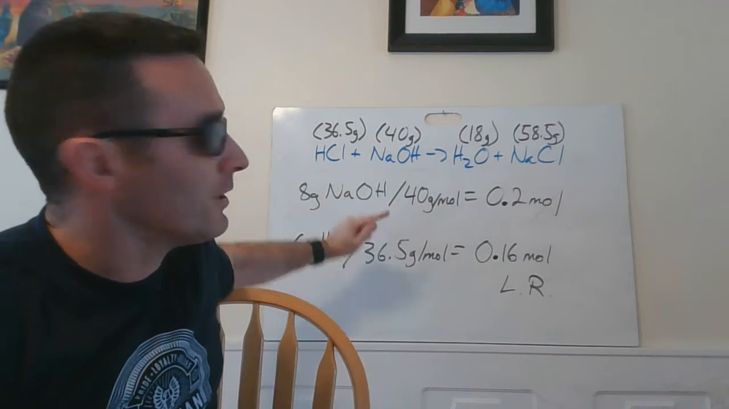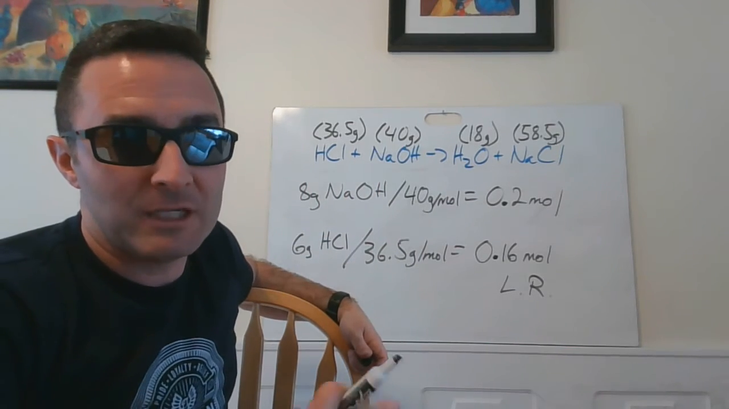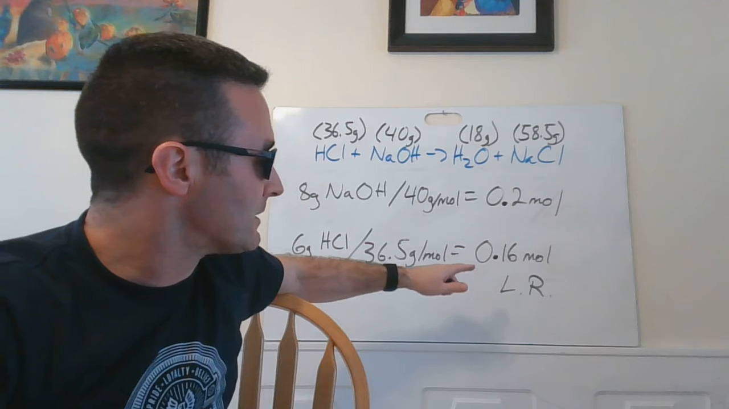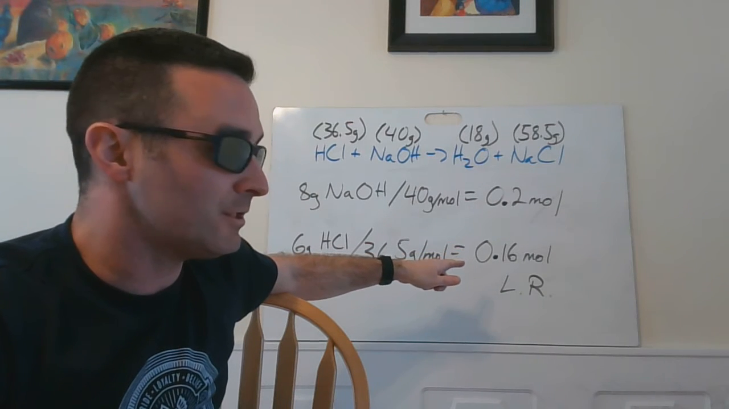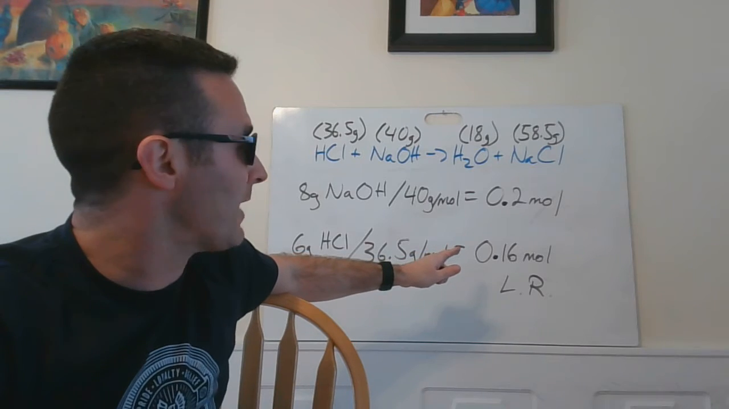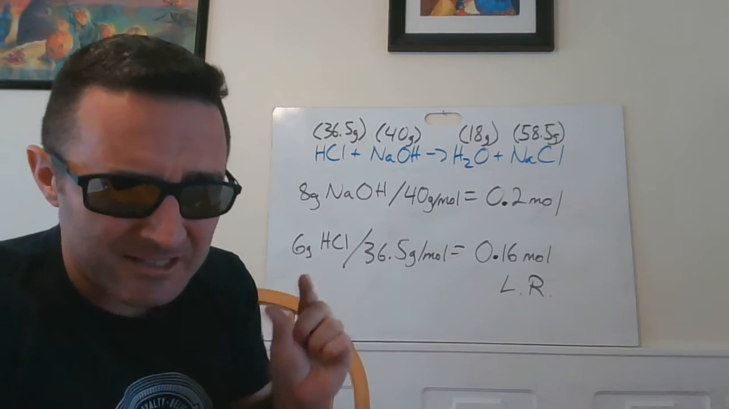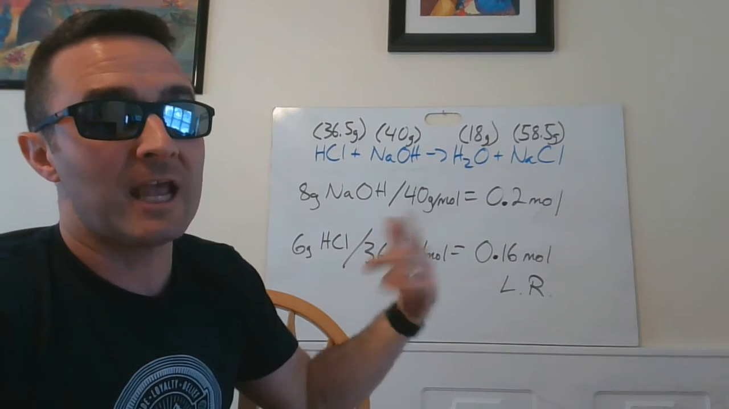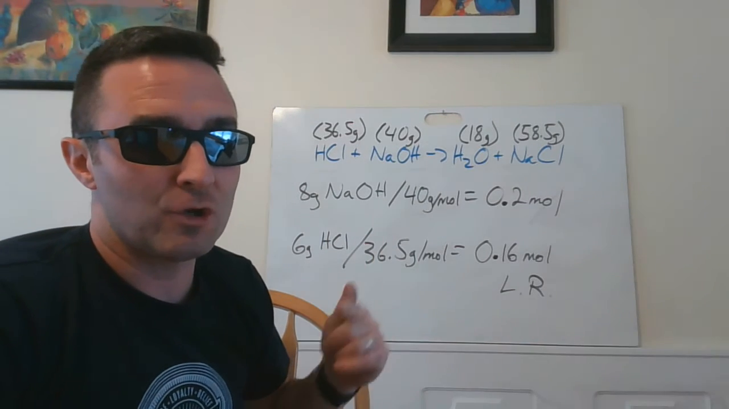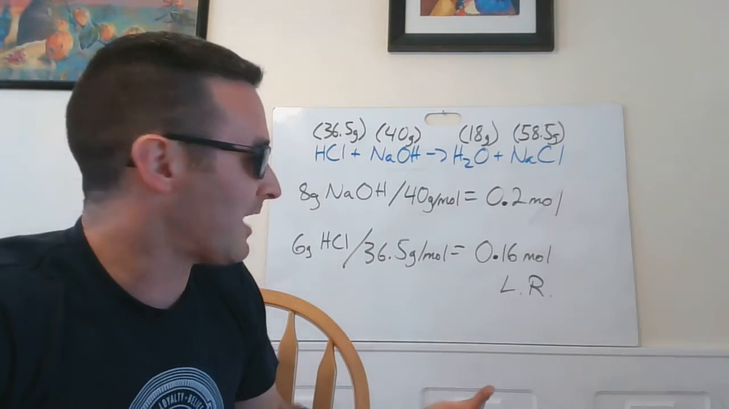Okay, it's a 1-to-1 reaction, one piece with one piece. So in this case, 0.16 is less than 0.2. I'm going to run out of my hydrochloric acid just a little bit quicker than I will run out of my sodium hydroxide. Well, let's see how that affects my math. So I'll show you the rice table first and the math second.